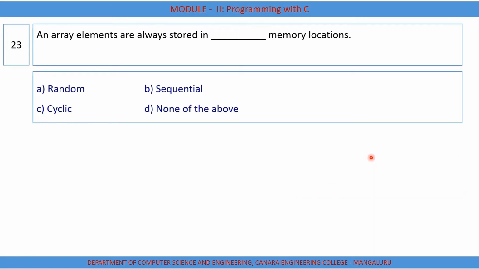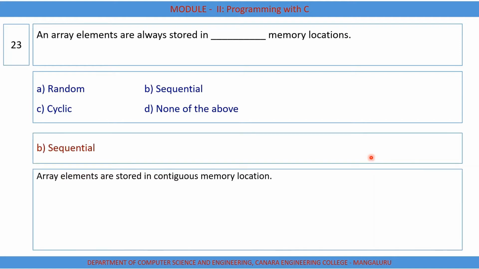Next, array elements are always stored in dash memory location, that is whether it is stored in random, sequential, cyclic or none of the above. So the correct answer is sequential. Array elements are always stored in continuous memory locations. We access the array by accessing the address of the first element of the array, then incrementally, sequentially we can access other elements of the array.